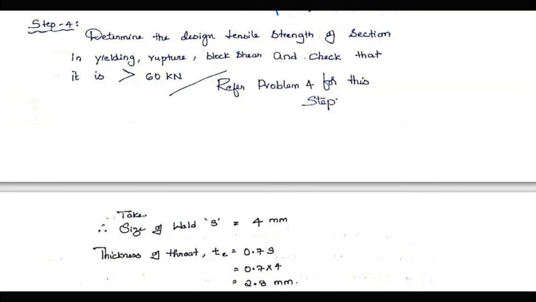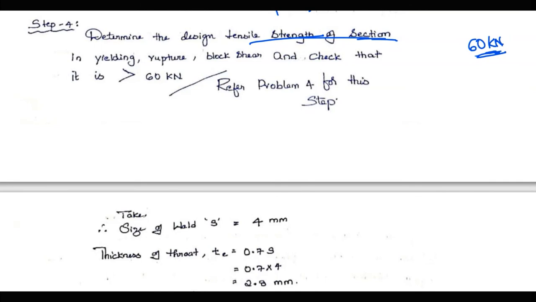So now let us go for step 4. In this step 4, we are going to check the tensile strength of the section. We know that the tensile force coming onto this section is 60 kilonewton, the factored tensile force. So the tensile strength of the section should be greater than 60 kilonewton. I'm not doing the calculation part. We have done this in the previous problem. You can do it as practice, no problem with that.